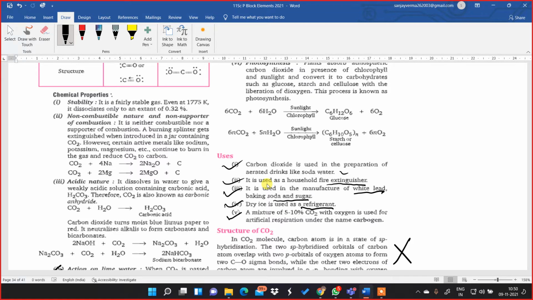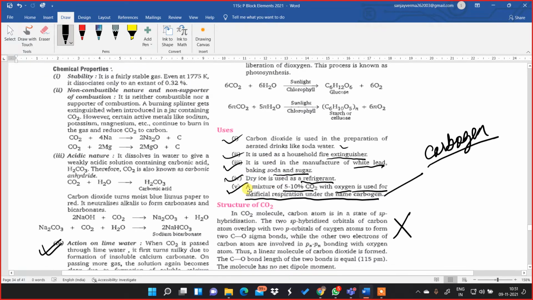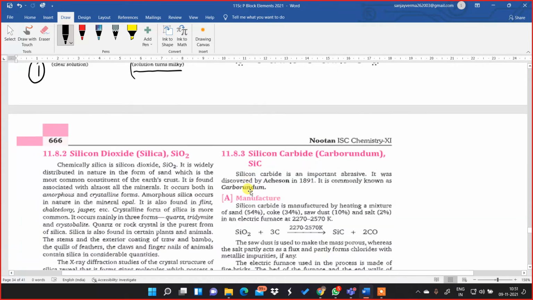It is a mixture of 5 to 10% carbon dioxide with oxygen used for artificial respiration under the name carbogen. So remember this carbogen. You must have come across this in lower classes, class 10, class 9 also. Carbogen is a mixture of 5 to 10% carbon dioxide with the remaining, say 90%, oxygen, for the process of artificial respiration. Okay, then after that, the next compound which is there in the syllabus is silicon dioxide.